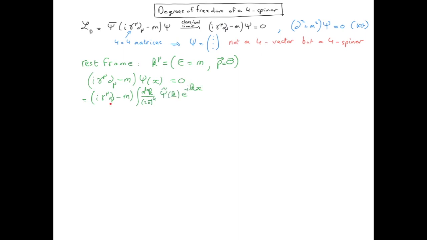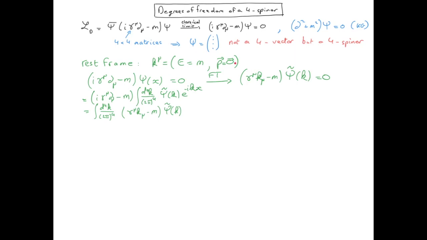Now the derivative is only acting on the exponential, because that's only where we have x now, and that's going to bring down minus i k mu. So that's the Fourier transform of our initial left-hand side. Therefore, we have, that's the Dirac equation in momentum space.